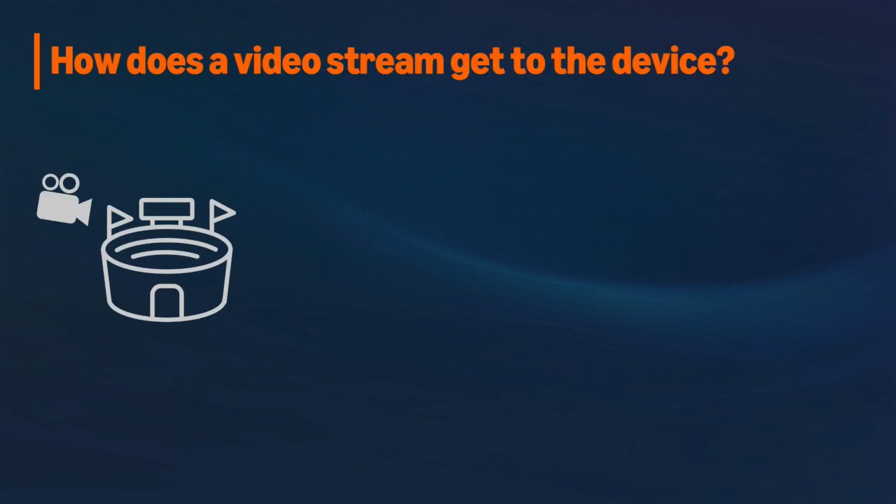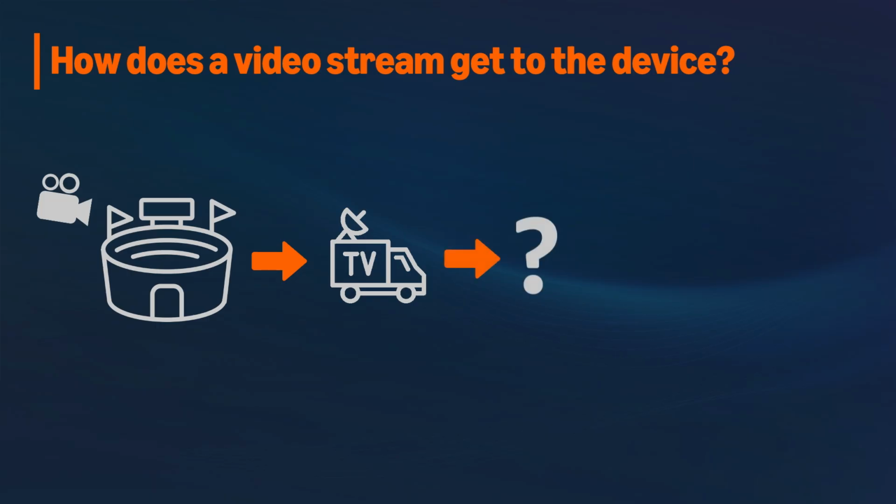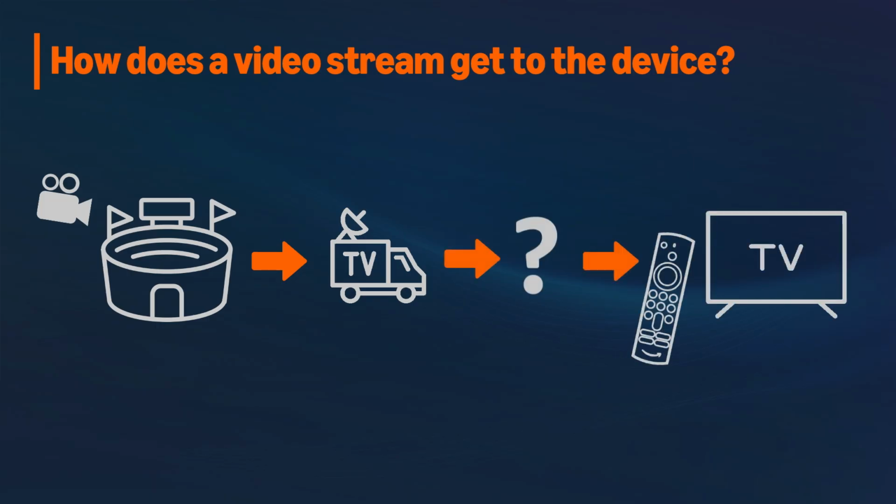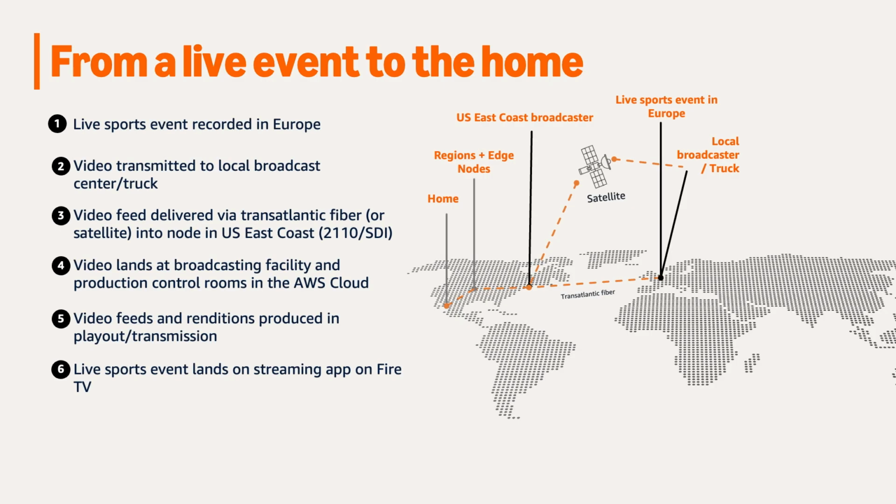Before we dive further into the implementation, I do want to take a step back and talk through how my video stream actually lands on my TV. For that, I'm taking a quick example where we say in a European city, we are doing some live sports event. Number one, the live event is being shot with camera equipment somewhere in Europe, and number two, the video is being transmitted into a local broadcast center or truck. Number three, the video feed is then delivered via transatlantic fiber, sometimes satellite as a backup, into a node on the East Coast of the USA so I can watch it from my home in Los Angeles.